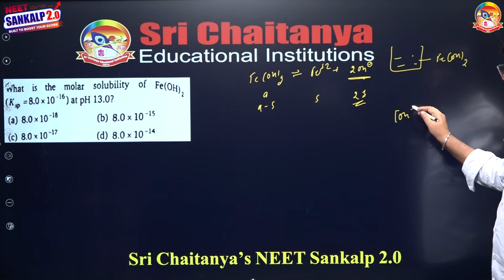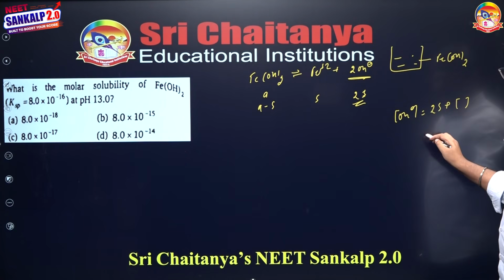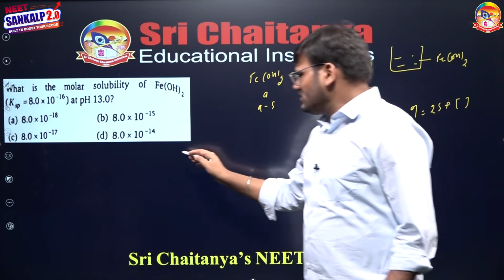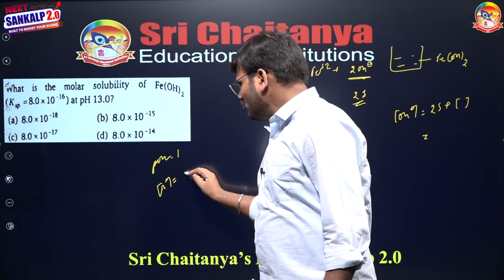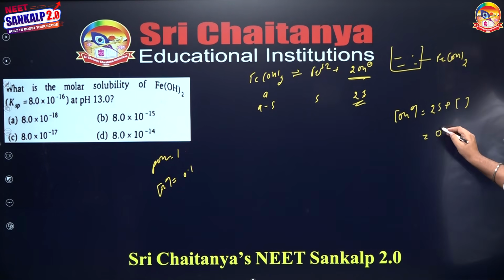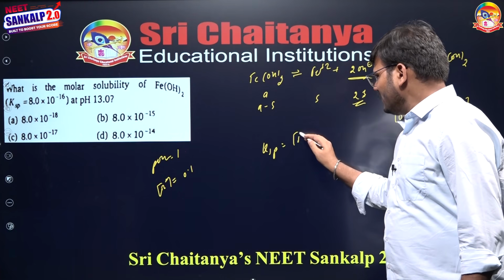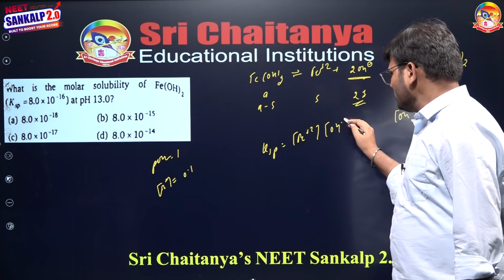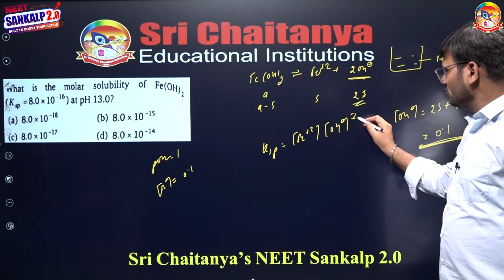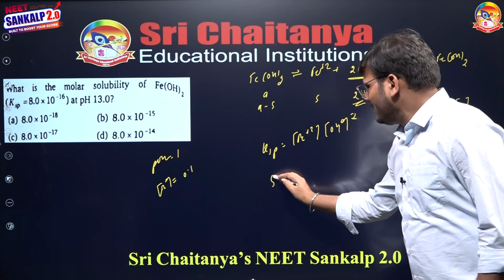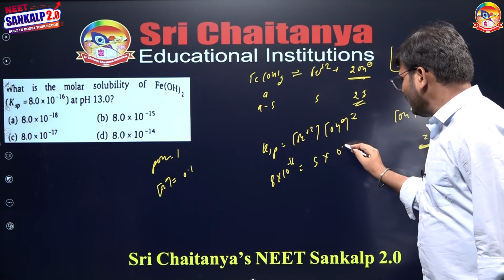So concentration of OH minus will be 2S plus some other concentration, and it is given according to pH. pH is 13, so pOH is 1, and that means OH minus is 10 raised to minus 1, that is 0.1. So it is given as 0.1. So in the expression of Ksp, it is Fe plus 2 and OH minus square. This concentration of OH minus is given as 0.1. So Ksp is 8 into 10 raised to minus 16. This is S and this is 0.1 square.